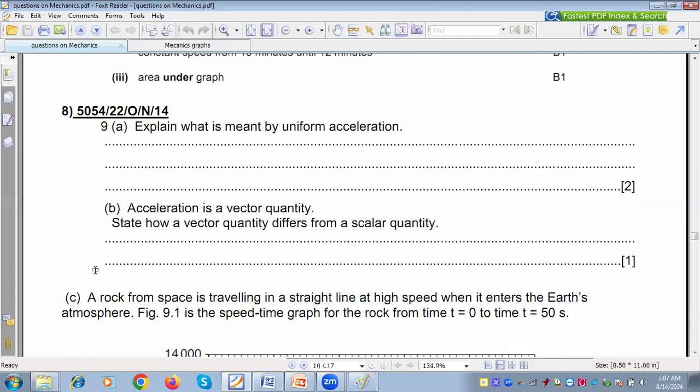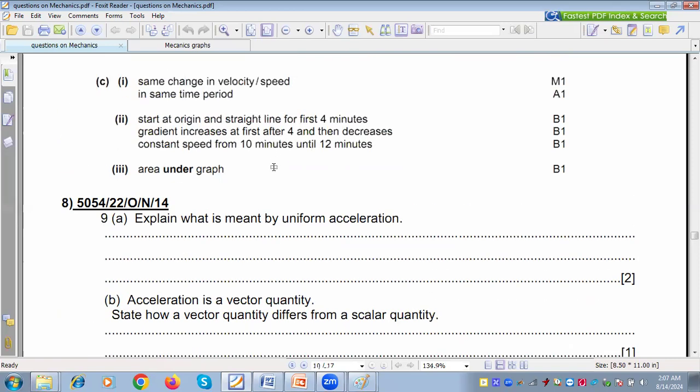Now question number 8, 5054, variant 22, October November 2014. What is meant by uniform acceleration? Same answers as above: same change in speed. This thing you may write.